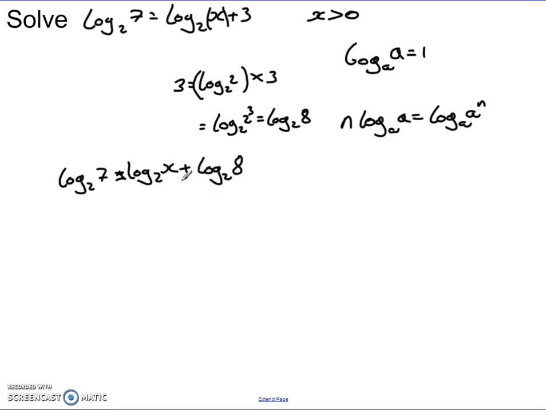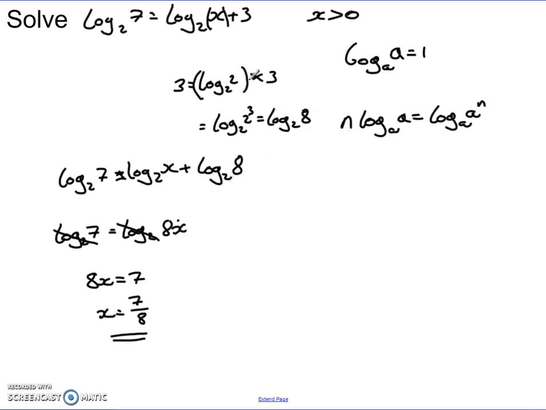Well, what that means is I can combine this side here, so I get log to the base 2 of 7 equals log to the base 2 of 8x. And once I've done that, I can just get rid of the logs. It's the same on both sides. Get rid of them, and then I'm able to say 8x equals 7. Divide by 8, and I get that x equals 7 over 8.